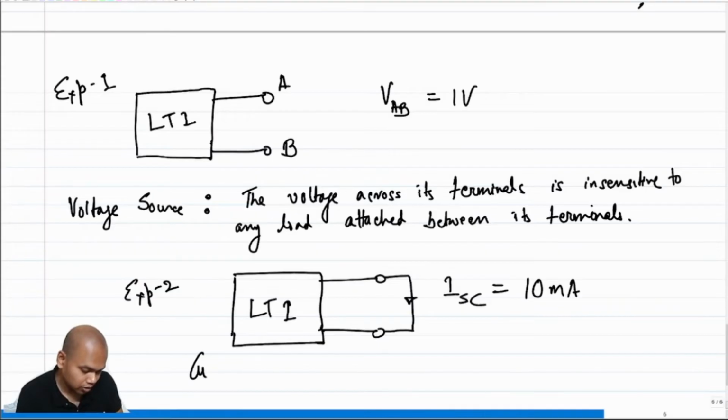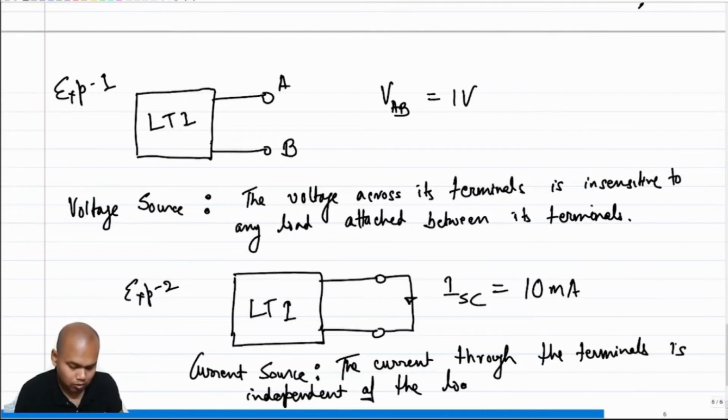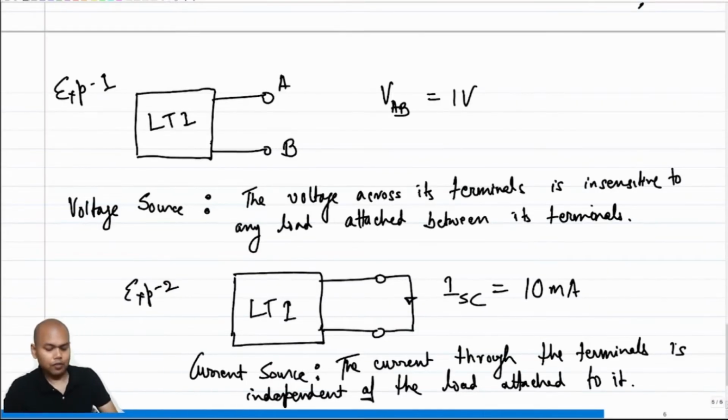What do we understand by a current source? The current through the terminals is independent of the load attached. If it has to be a current source, then the current through the terminals has to be independent of the load attached to it. Now mind you, I haven't attached any load, I have just simply shorted the output.